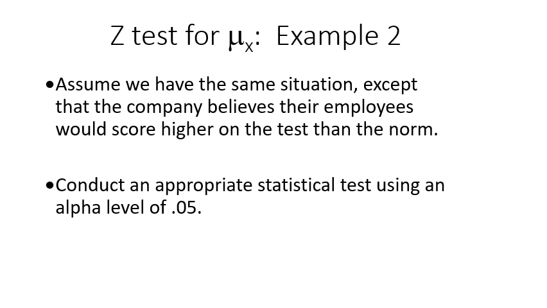Okay, let's look at another example. But now we're going to use the exact same example, but instead of the researcher wanting to see if it differs from the norm, the researcher wants to see if employees would score better than the norm. So we've changed it from different, which is non-directional, to greater than, which is directional. Everything else is going to be the same, except we are now going to do a directional test instead of a non-directional test. Let's actually get through that.